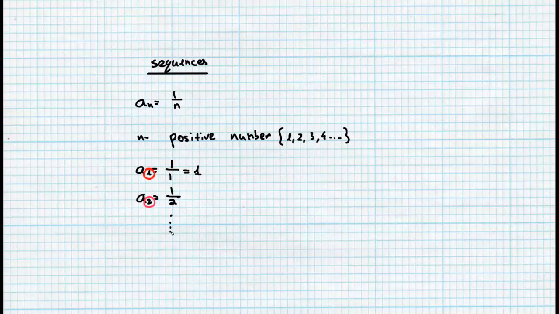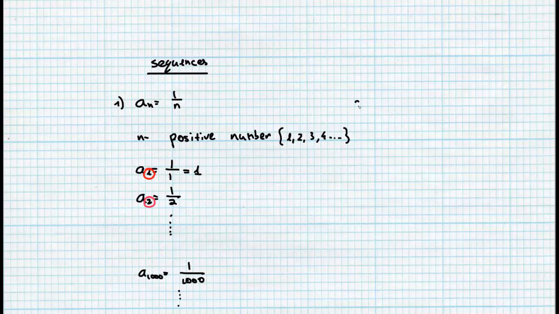And going like this, n can reach infinity. Theoretically, it can be any positive integer you want, and it can reach infinity. Let's say a_1000 is 1 over 1000, and it goes like this. This is one example of a sequence. There are infinite numbers of sequences. You can imagine any sequence you want.